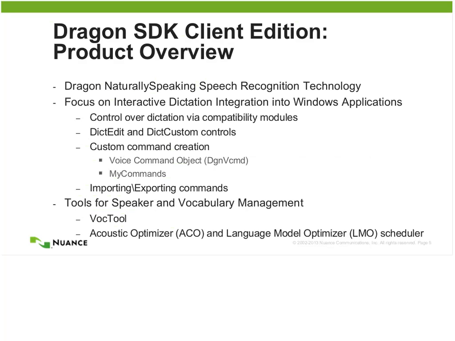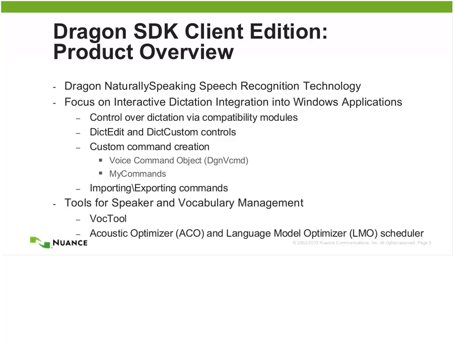Okay, so a quick overview on the Dragon SDK client. We have two flavors of the SDK. One is called the Dragon SDK client. The other one is called the Dragon SDK server. The Dragon SDK client's main focus is to integrate dictation into Windows applications that require real-time recognition, which means that as soon as you speak into the microphone, you want to display the results immediately on the screen or in your text window.